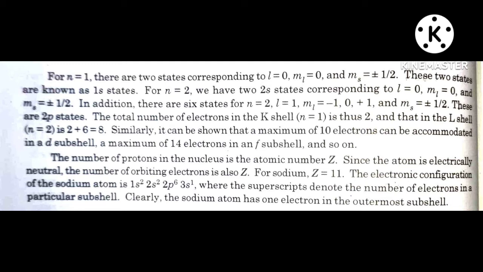These are 2p states. The total number of electrons in the K cell is 2, and that in the L cell is 2 plus 6 equals 8. Similarly, it can be shown that a maximum of 10 electrons can be accommodated in a d subcell, a maximum of 14 electrons in an f subcell, and so on.